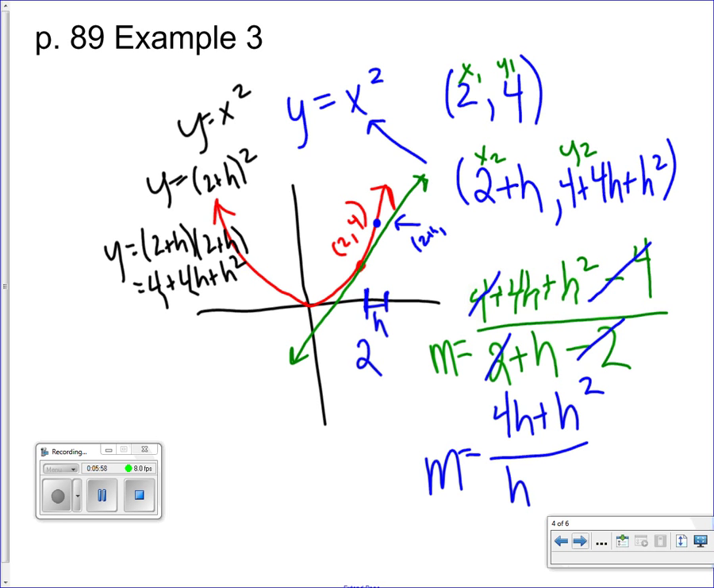Looking here, I have a GCF. There's 3 terms, and they all have an h. So I'm going to go ahead and factor out that h.